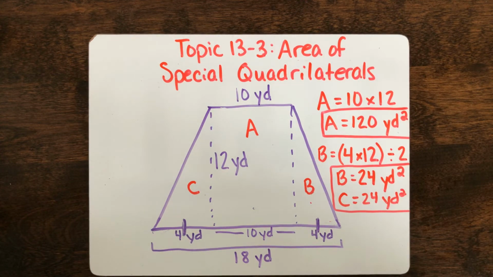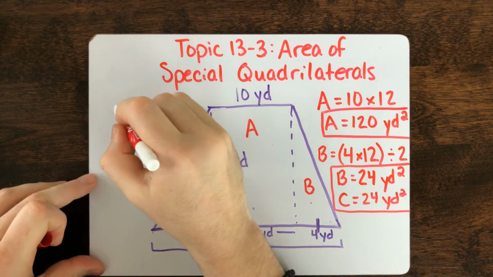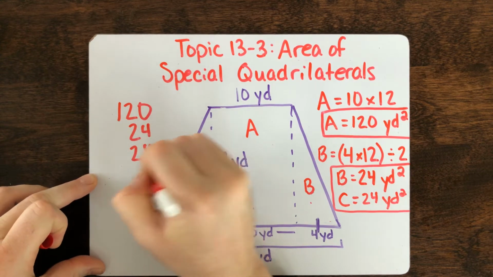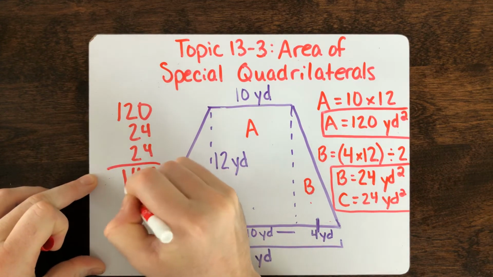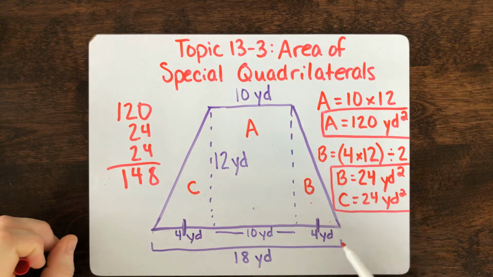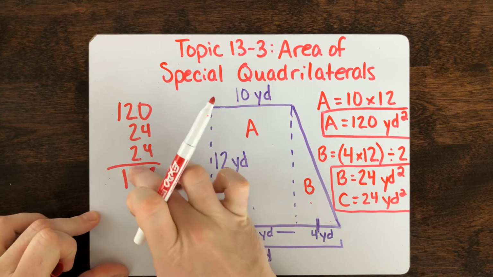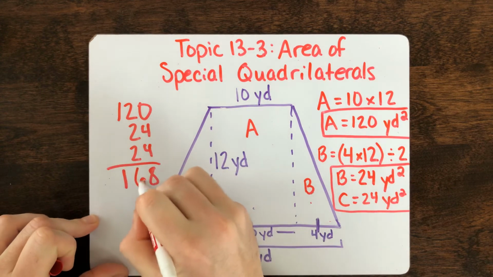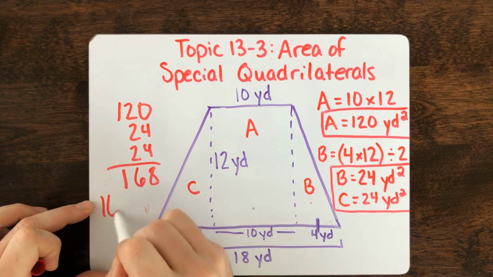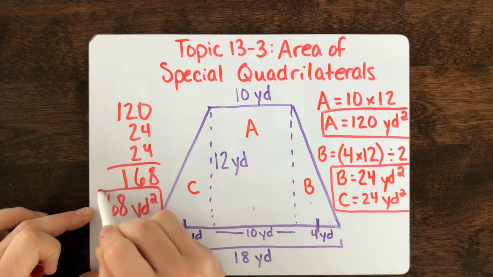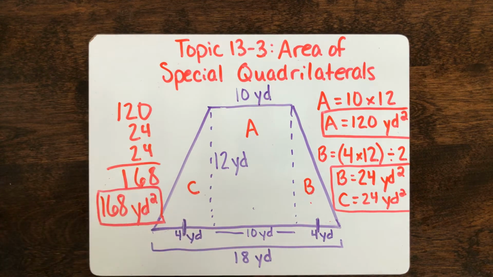Well, we're going to add them all together, okay? So 120 plus 24 plus 24. Our final area of this shape is, 2 plus 2 plus 2 is not 4, it is 6. We get 168 yards squared as our total area.